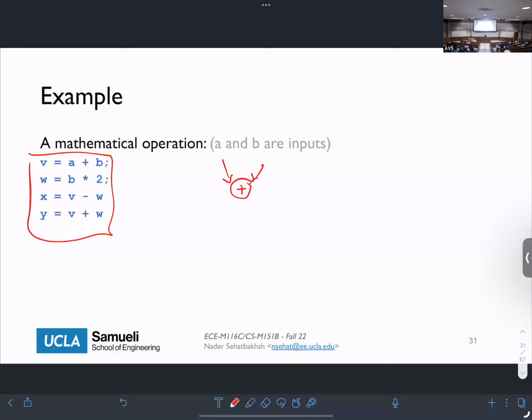and I'm going to add them together first. This is the first instruction. Then I'm going to multiply B by 2, so this is B and this is A. And then this is my W and this will be my V. Then I'm going to subtract V by W, so this would be a subtract. Then I'm going to add V and W, and this would be my X. And then I'm going to add V and W, and this would be my Y.